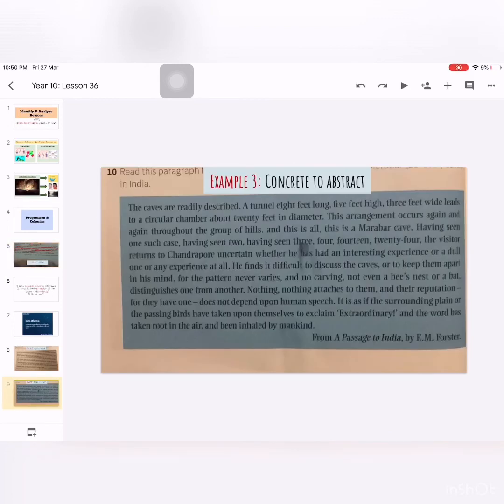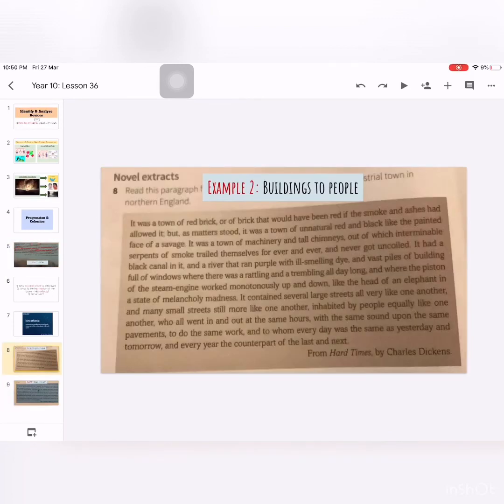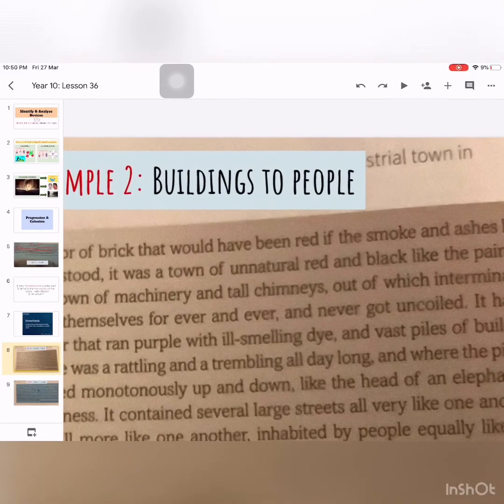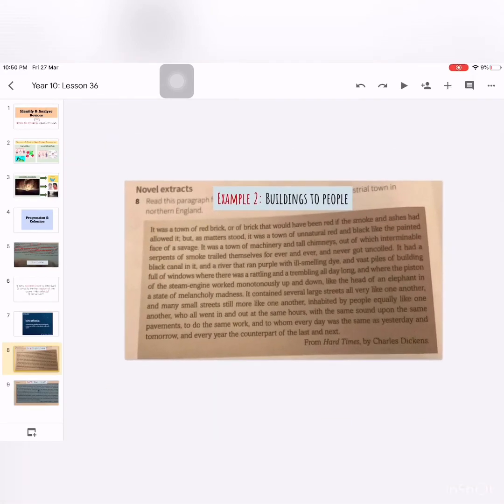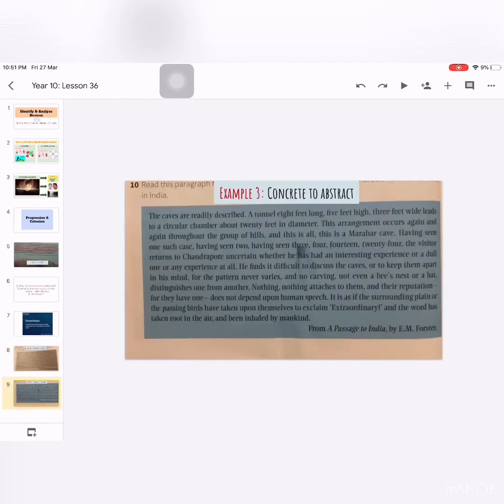Okay. And this one, the progression, you can see from buildings to people. Okay. From one part to another part, which is buildings to people. And then example number 3 is concrete to abstract, in the sense that it is about concept. Concrete concept is more tangible. It is very physical, as if you can see it, touch it. But abstract is something that you cannot see but feel.